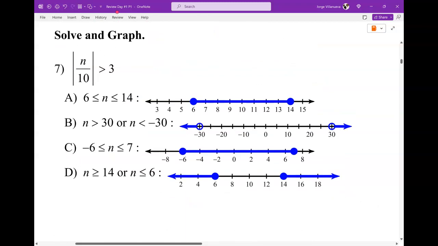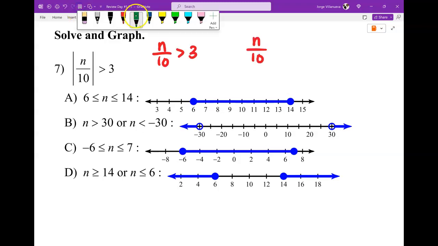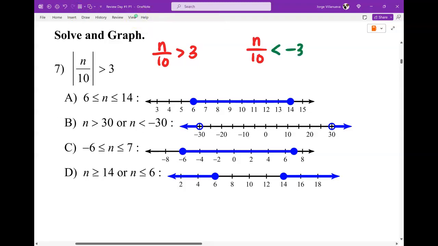All right, another absolute value problem. This time it's an inequality. It's not equal to 0. That means it doesn't just have one answer. So let me write it out. N over 10 is greater than 3. N over 10, remember you always switch and switch, right? You switch the number, you switch the symbol.